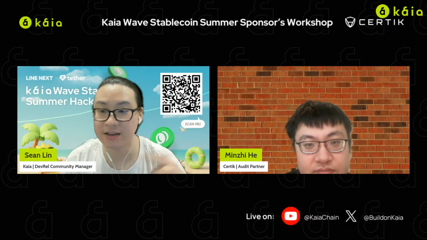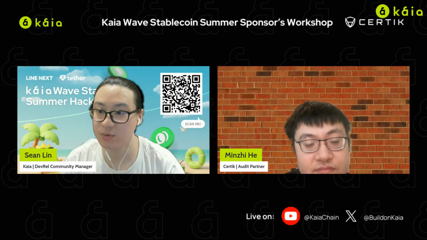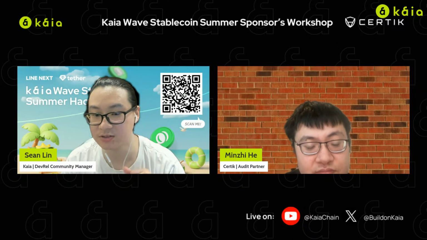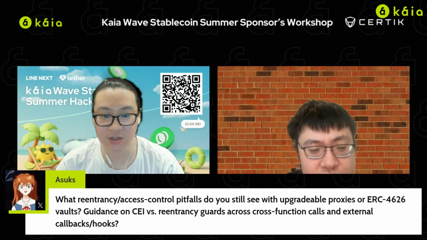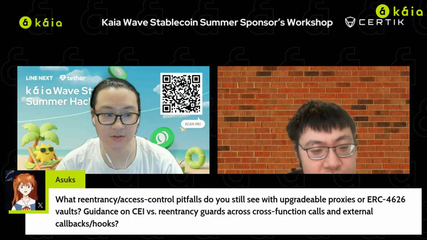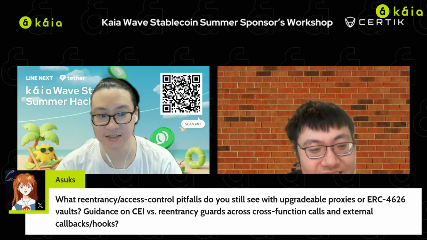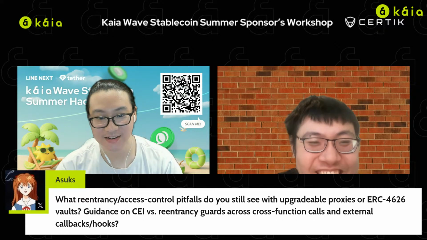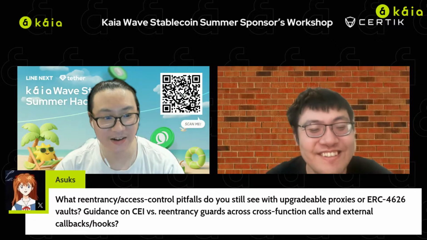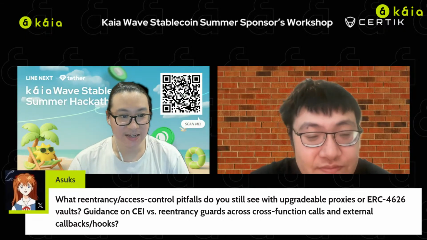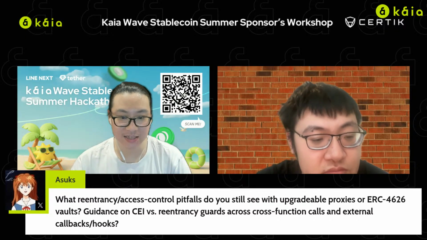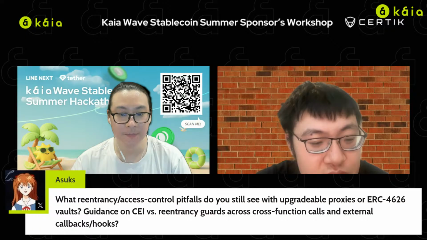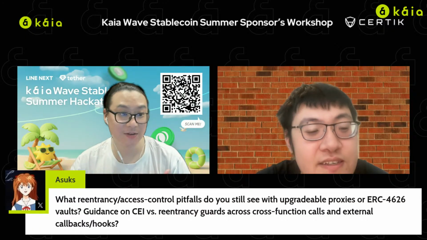I'm seeing on the chat we have 2 questions, but on the actual thing we have 1. So let's share the first question first. What re-entrancy and access control pitfalls do you see with upgradable proxies or ERC 4626 vaults? Guidance on CEI versus re-entrancy guards across cross-function calls and external callbacks and hooks. Sorry, can you repeat that? I only get part of those. Okay, so Asux here has asked, what re-entrancy and access control pitfalls do you still see with upgradable proxies or ERC 4626 vaults? That's part 1 of the question.